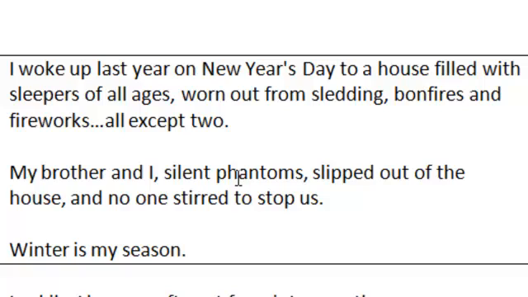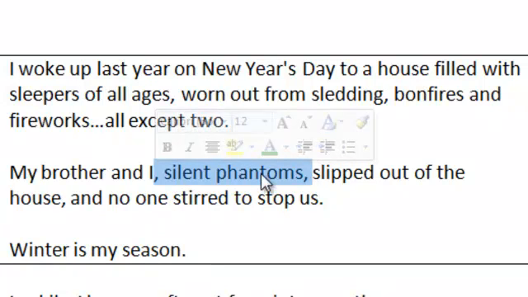Here's one. When you have an interruption in your sentence. An interruption is something you could take out and your sentence would still make sense. And also, you know it's an interruption because when you're reading the sentence, you pause. My brother and I, silent phantoms, slipped out of the house. Okay? So you want to make sure that you have commas around your interrupters.